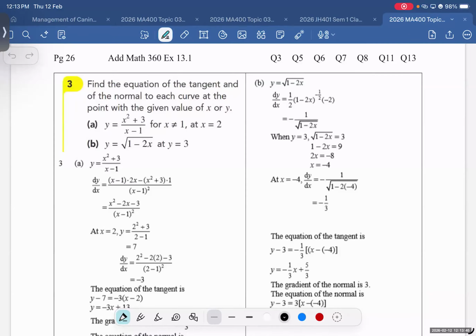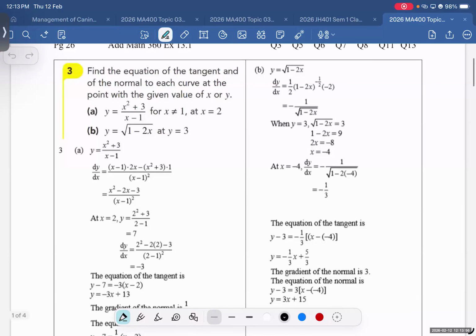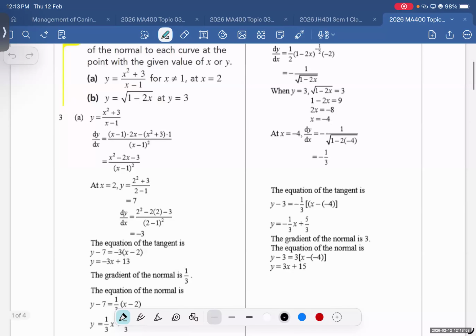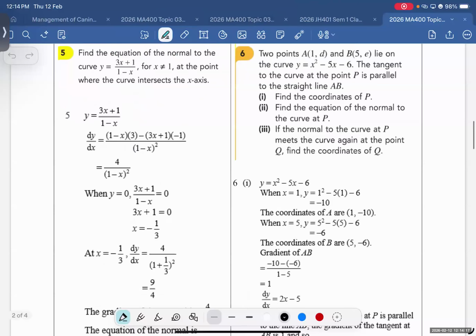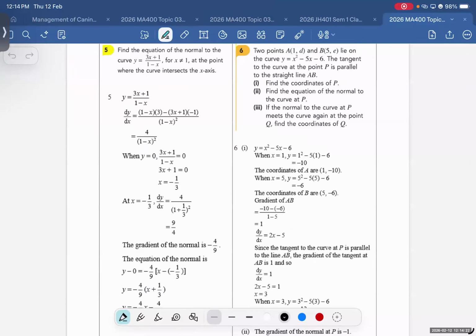Is it okay? Not okay. Not okay. Question 5 and 6. No need, no need. Just, any question that you got wrong, just ask. Okay? Just ask. Even if it's one person, I will go through.